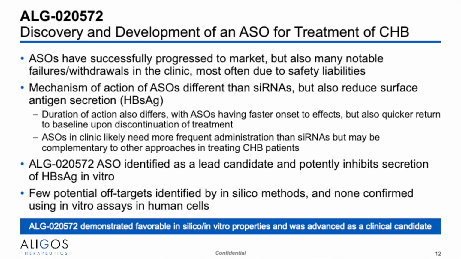So we identified a lead candidate, this 572, that potently inhibits the secretion of HBs antigen in vitro. We also did the same sort of off-target analysis by using in silico methods, and then also did the same sort of testing in vitro in human cells, and we didn't identify any genes that were downregulated in response to the treatment of the ASO.